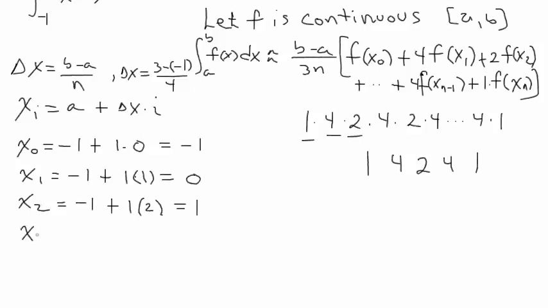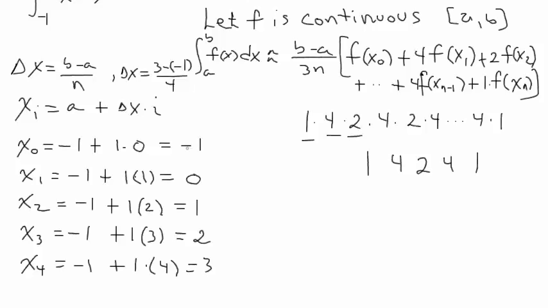And then we have x of 3, negative 1 plus our delta x, which is 1. And now we have 3 minus 1, which is 2. And then our last one, x of 4, is going to end up being negative 1 plus delta x times 4. And so that ends up being 3. And it should be. We're going from negative 1, remember, to 3. Okay? All right, easy enough.